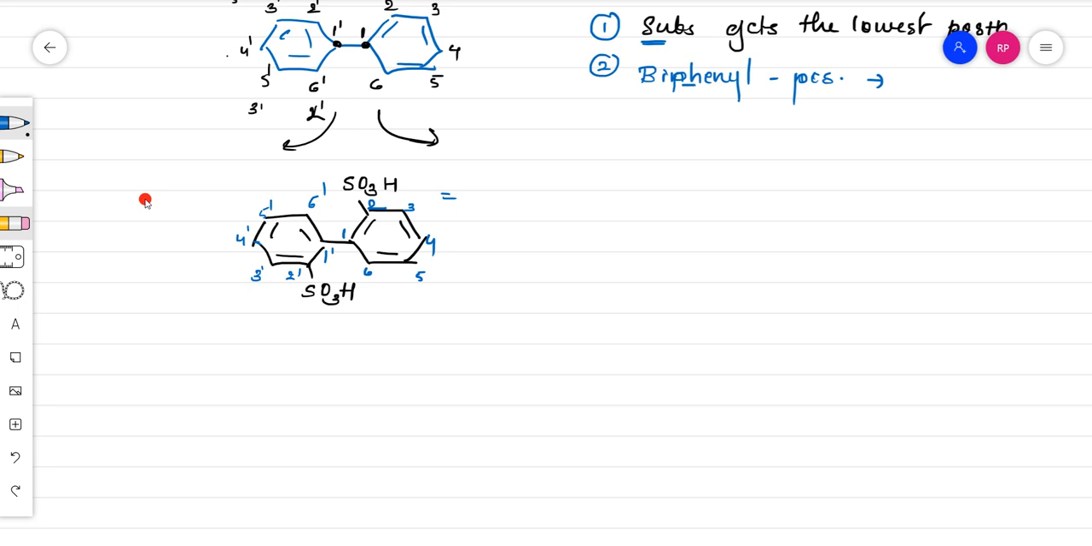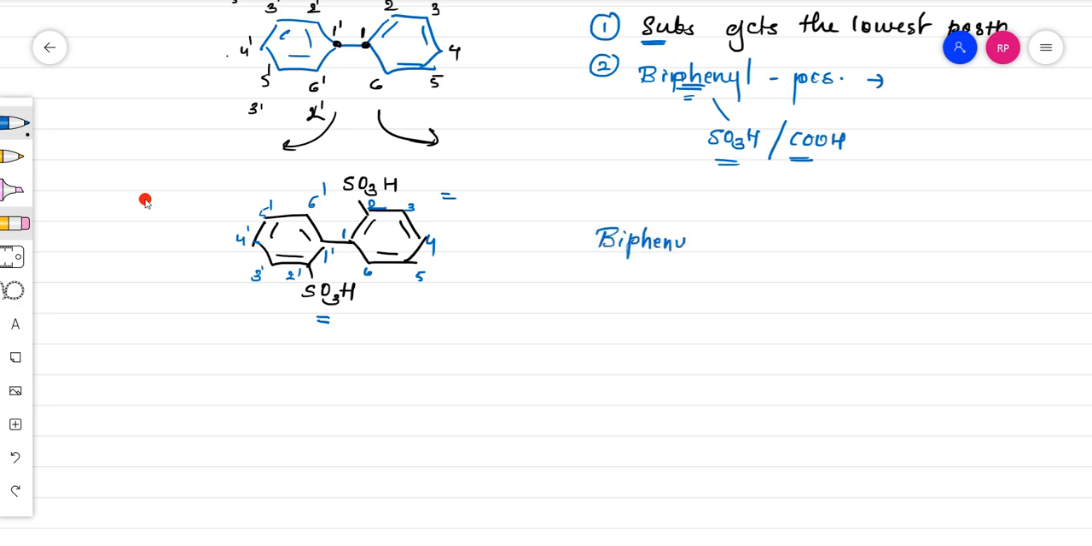And now this is in case when you have a sulfonic acid group or a carboxylic acid group. When such groups are present, you have to end the name with that group along with biphenyl. But when you have normal substitution, we will name it in another way. Now, for example, here a sulfonic acid group is there. So how are we going to name this?